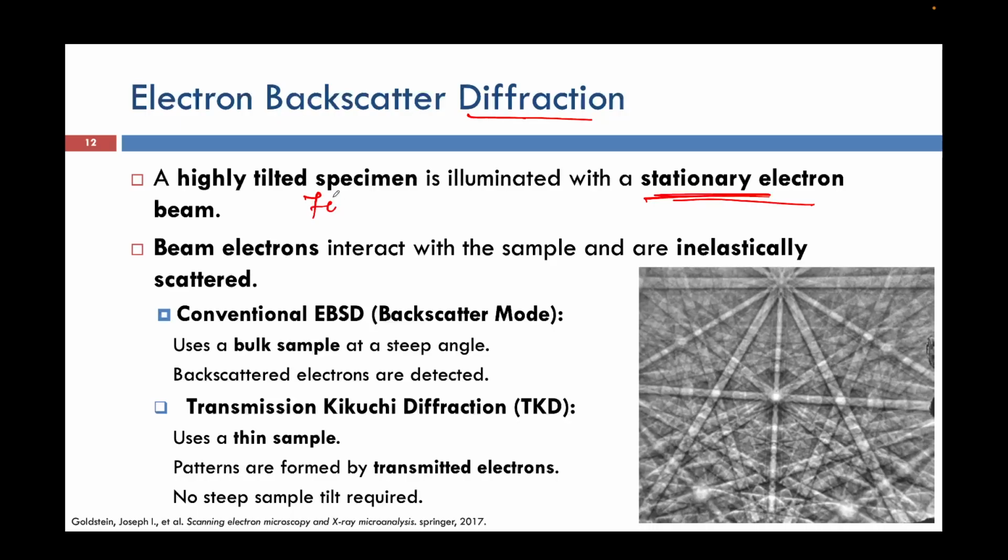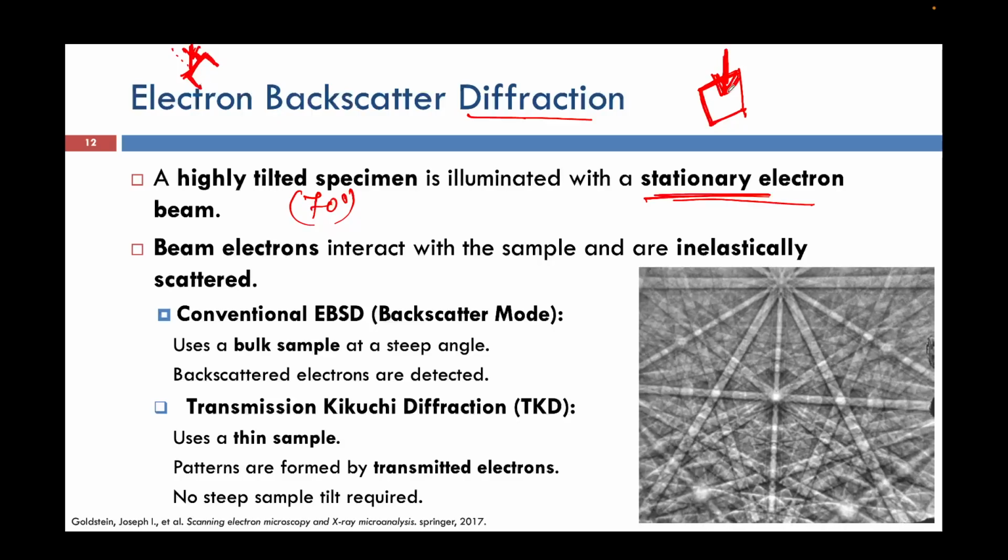Generally this tilting angle is 70 degrees. That means the beam is coming like this, and my material will be tilted somewhat like this. So in the 2D side view, this angle is 70 degrees. This is my specimen and this is my beam, the small one.